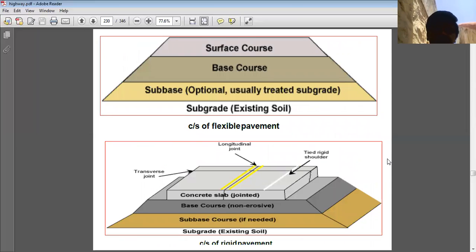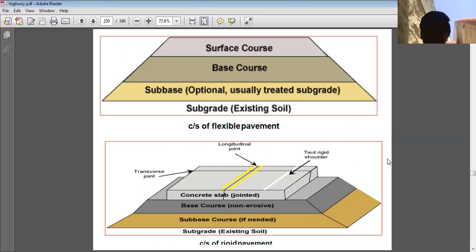Next, surface course, base course, sub-base. These are the typical cross-section of flexible pavement. It consists of three layers. One is the surface course, the top layer. Base course is the middle layer. Sub-base is usually treated as subgrade.